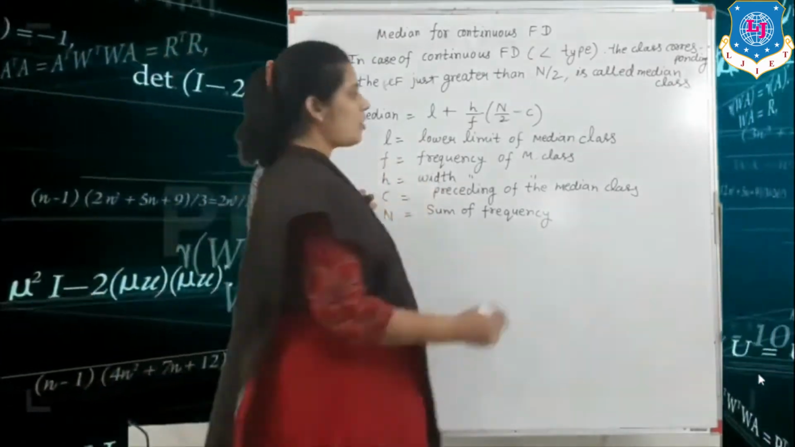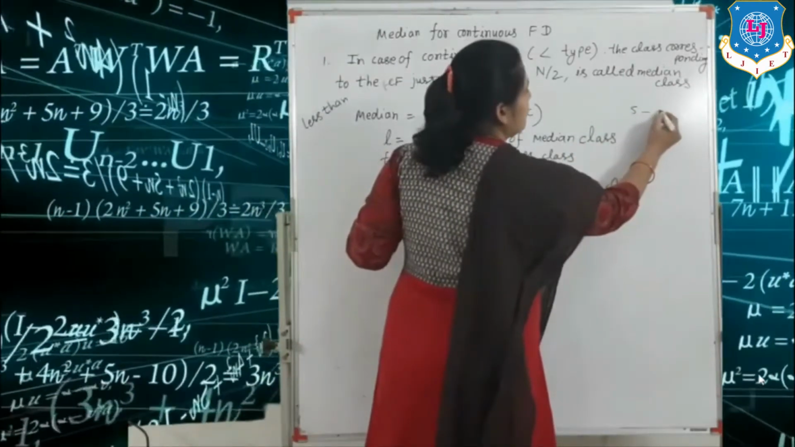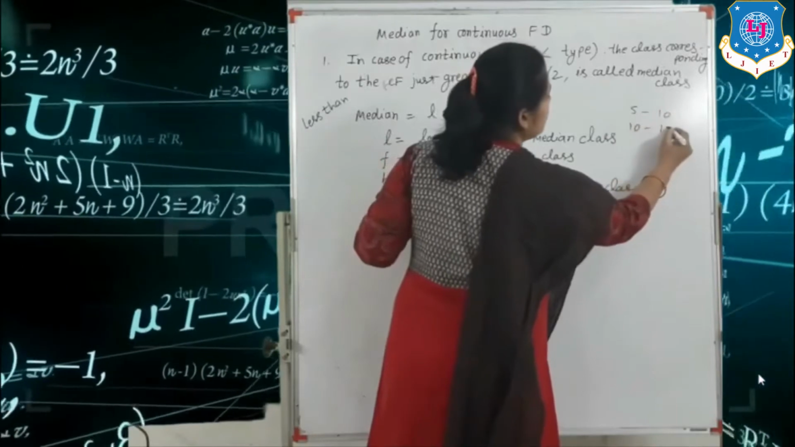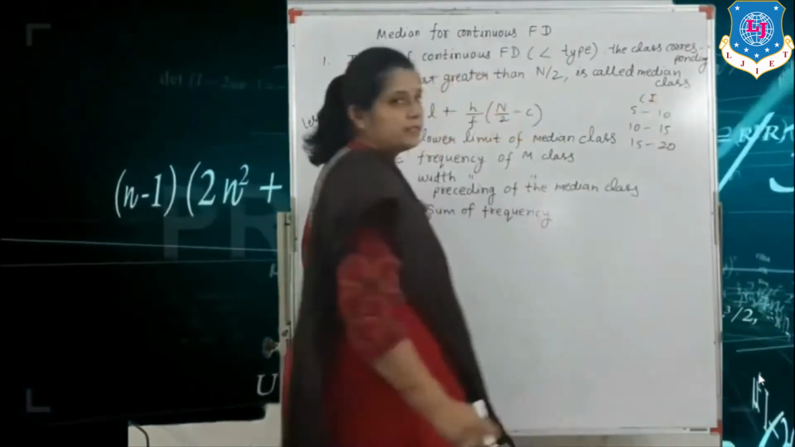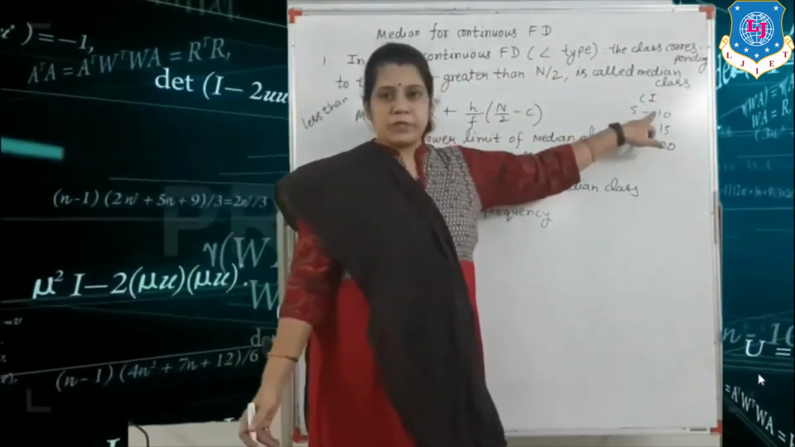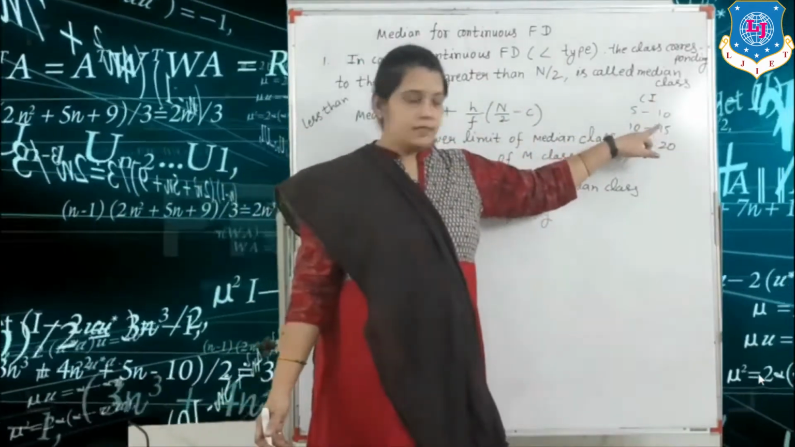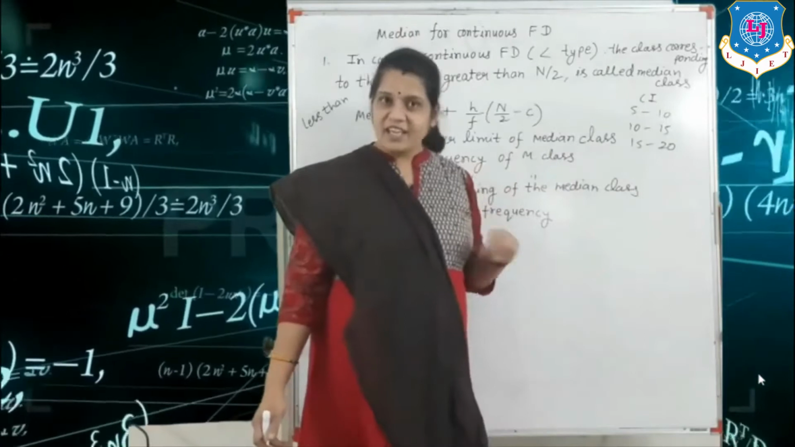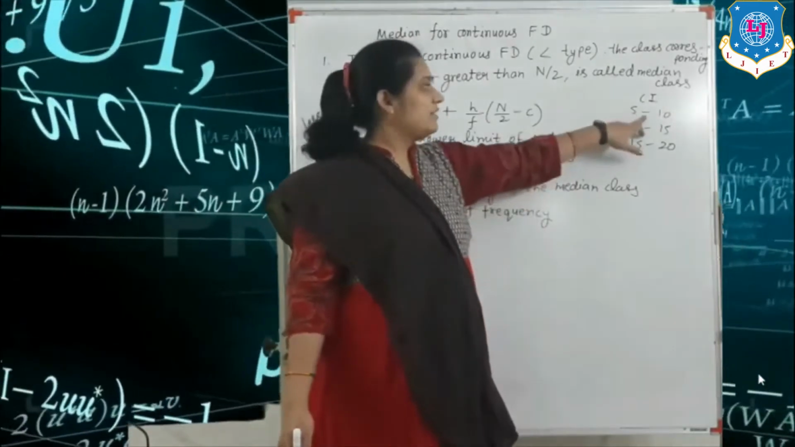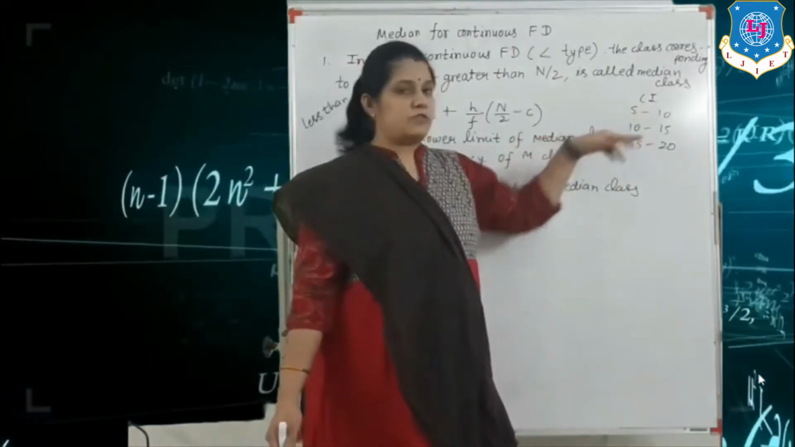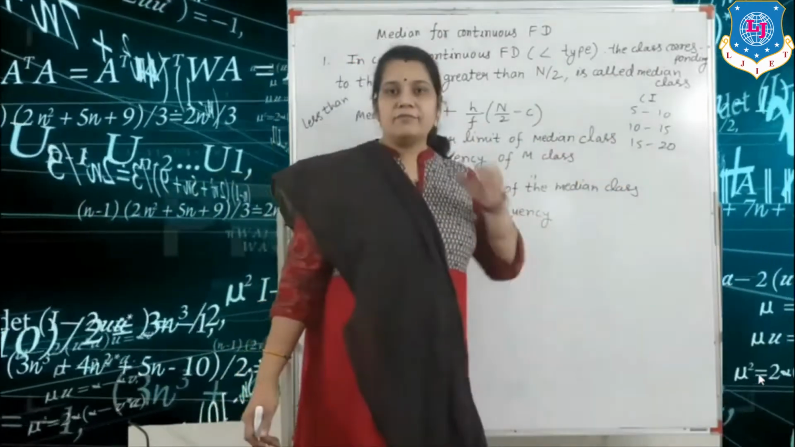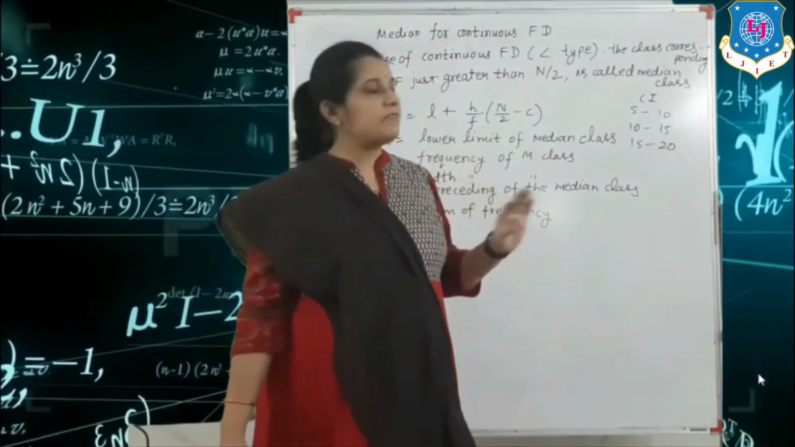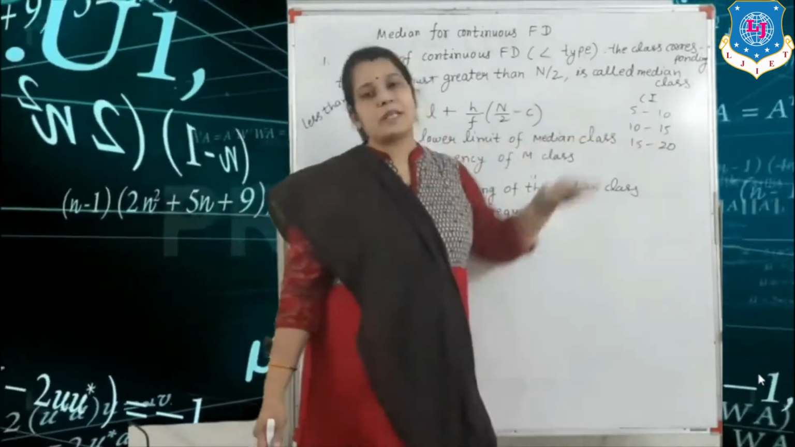Width, what does that mean? For example, a question gives class intervals in this format: 5 to 10, 10 to 15, 15 to 20. Just find the difference. For 5 to 10, 10 minus 5 is 5. For 10 to 15, 15 minus 10 equals 5. So this is the width of the class interval.